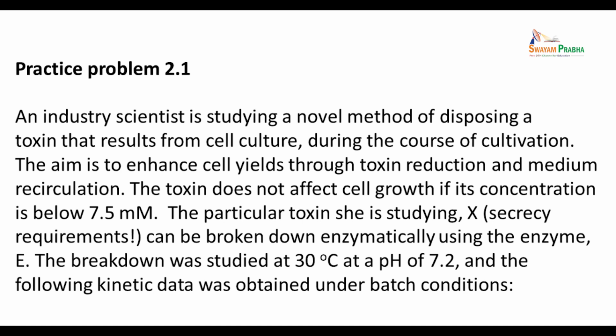The question reads as follows: an industry scientist is studying a novel method of disposing a toxin that results from cell culture during the course of cultivation. The aim is to enhance cell yields through toxin reduction and medium recirculation. The toxin does not affect cell growth if its concentration is below 7.5 millimolar. The particular toxin she is studying, X, as she has a lot of secrecy requirements, can be broken down enzymatically using the enzyme E, again secret. The breakdown was studied at 30 degrees C at a pH of 7.2, and the following data was obtained under batch conditions.